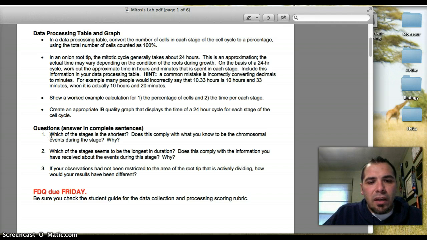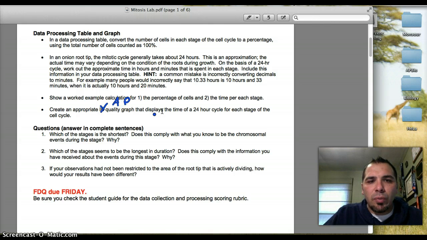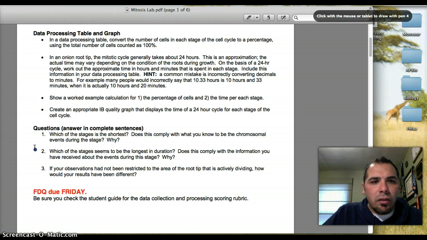And then again, where it says create an IB appropriate quality graph, we'll keep it AP quality graph. So make sure it displays the time 24-hour cycle. And that's up to you on what kind of graph it is. Questions you need to do are right here. Just using a piece of paper for now. Which stage is shortest? Does this comply with what you know about chromosomal events during the stage and why?